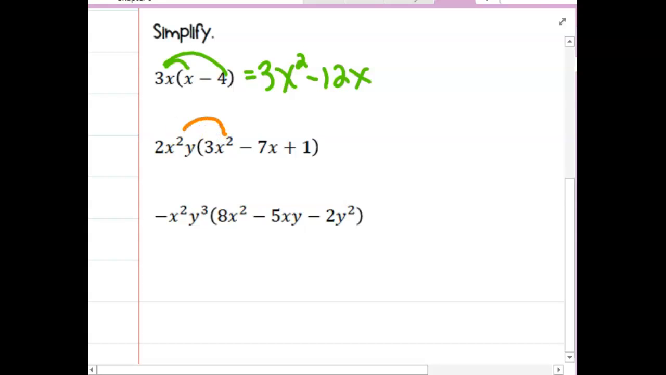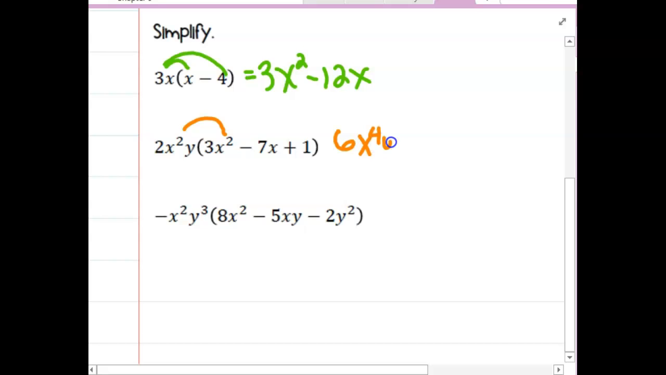You're going to distribute by multiplying. You're going to take 2x squared y times 3x squared. Take this in pieces. When you multiply these two things together, you multiply the things that you can multiply together. I can multiply the 2 times the 3 because they're just numbers, so 2 times 3 gives me 6. I can multiply the x's because they have the same base. So you have x squared times another x squared, which gives you x to the 4th.